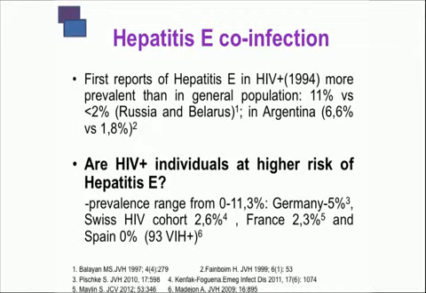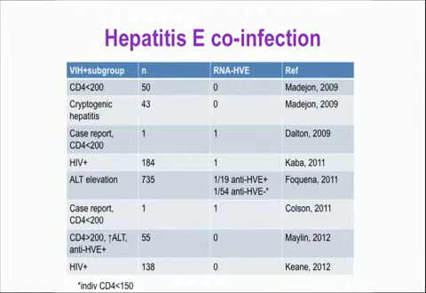Many studies were performed, and the prevalence ranges from 0 to 11%. Here are some examples. In Germany, 5%, in Switzerland, 2.6%, in France, 2.3%, and in Spain, 0%, although the evaluation was made in only 93 HIV patients. These were some of the reports that I found in the literature very recently.